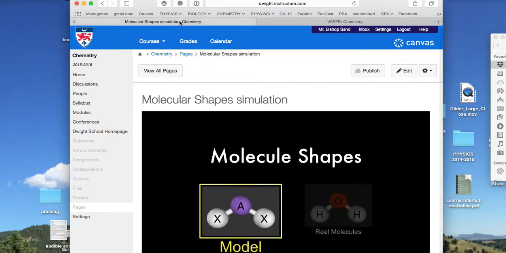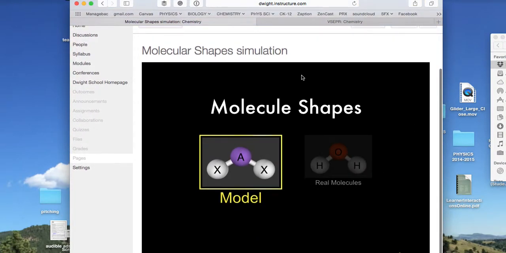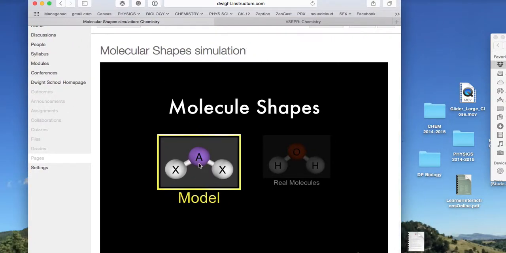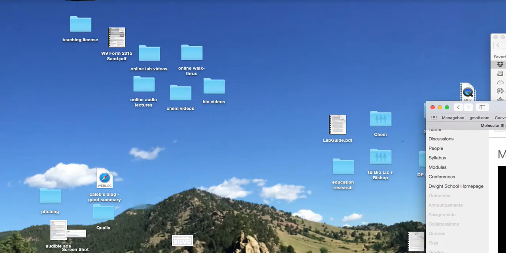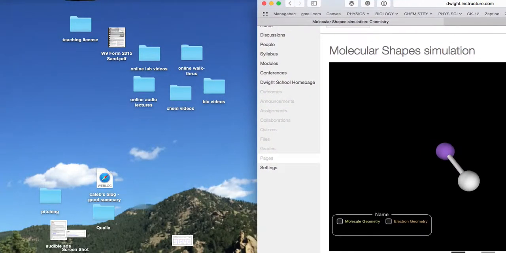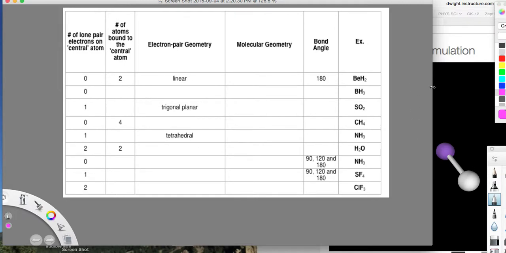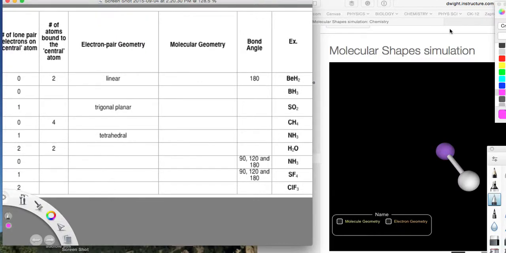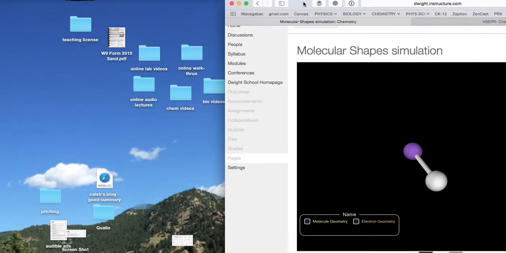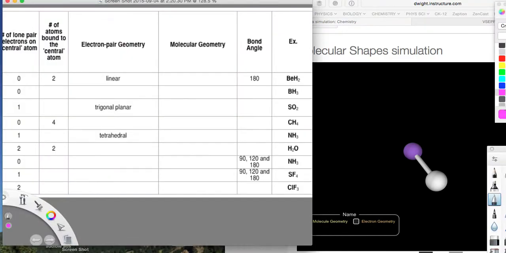So, if you go through your module, you'll see this molecular shapes simulation, and we're going to go through that right now. I'm going to go with the model version of this first, and let's bring up the chart right here too. I'm going to move this chart off to the side just a little bit, and then this is going to show up too. Okay, so the first row on this chart is the number of lone pair electrons on a central atom.